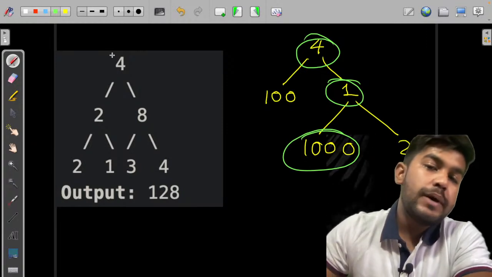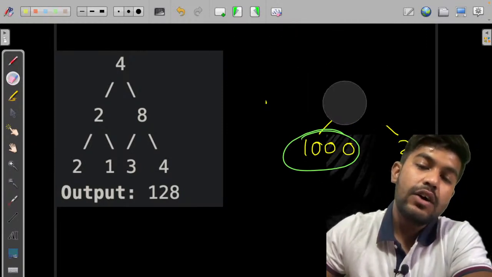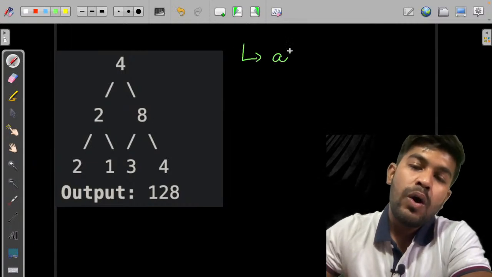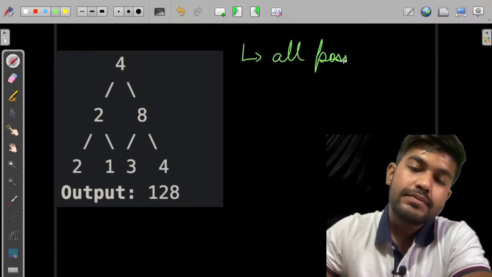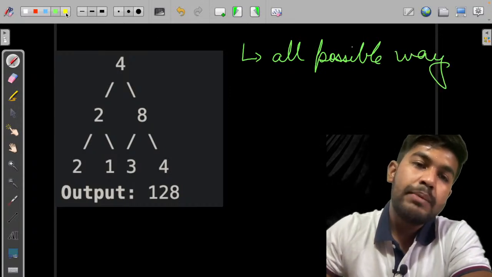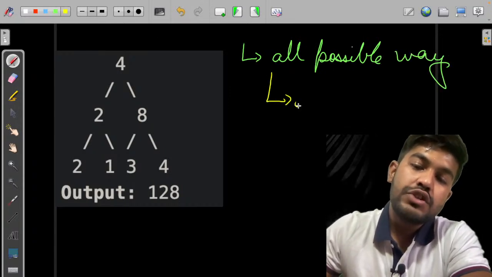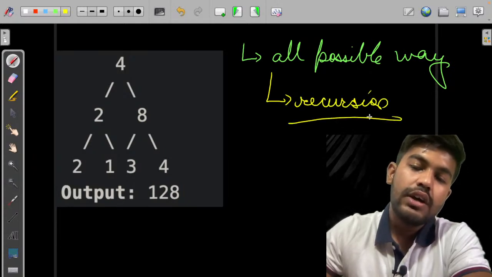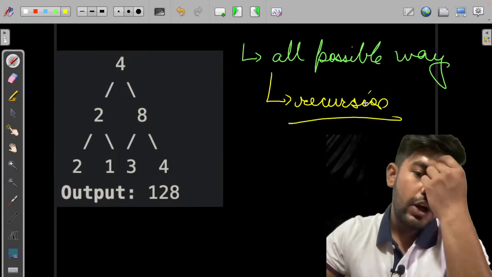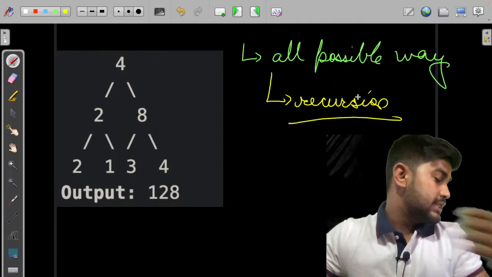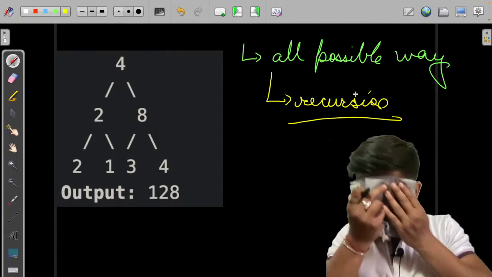So what we can do is, if we can't decide on moving greedily, we can think of all possible ways. Whenever we think about all possible ways, we should think about recursion. And if that is a DP problem, we would further memoize it and we would say that yes, the problem boils down to a DP problem.